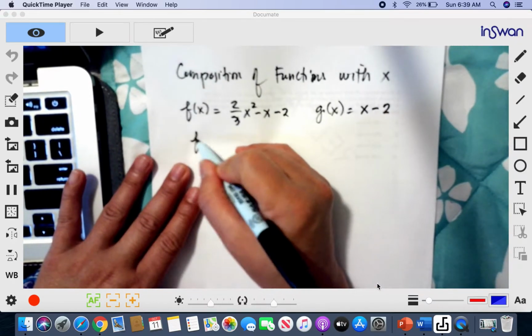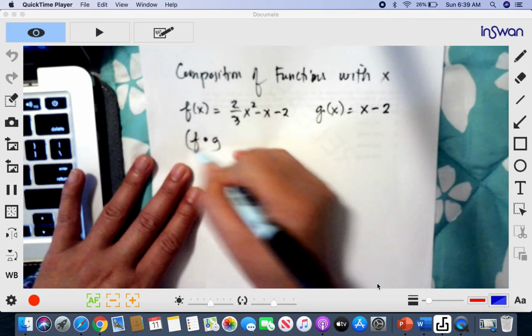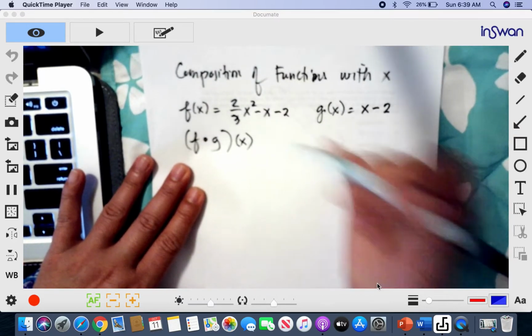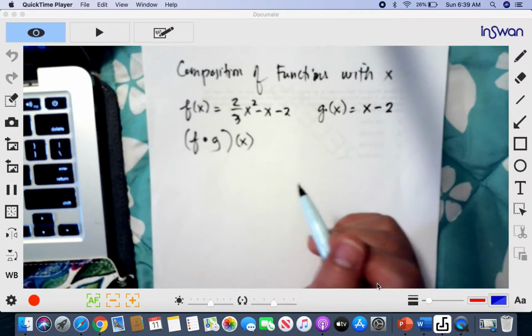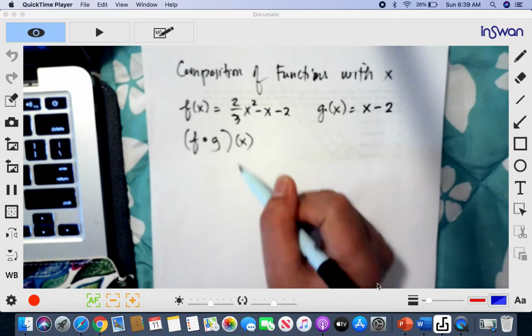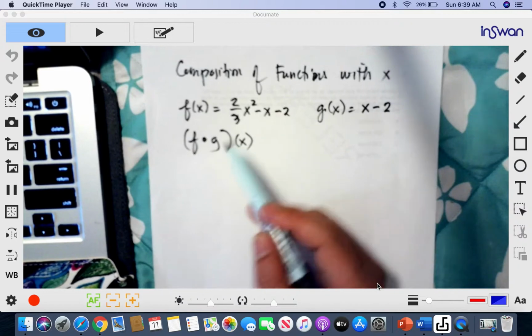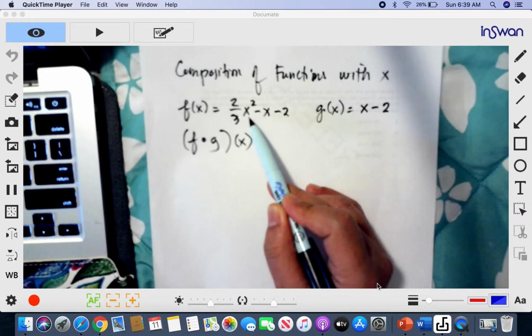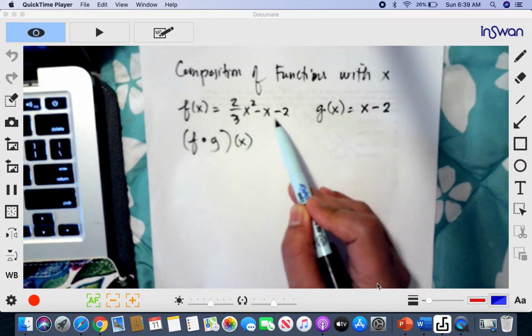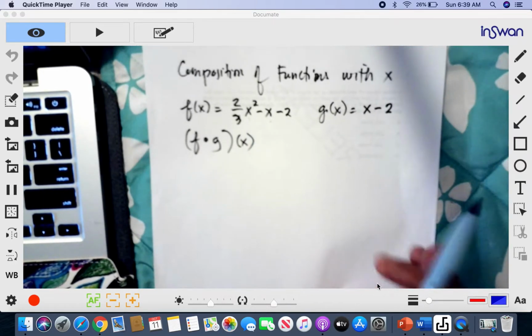Let's say I have to compose f with g with respect to x. You can also write it as f parenthesis g parenthesis x. So we have to do it backwards. That means that the x in the f will be the g. So we will change each of these x by x minus 2. That's the meaning of that.